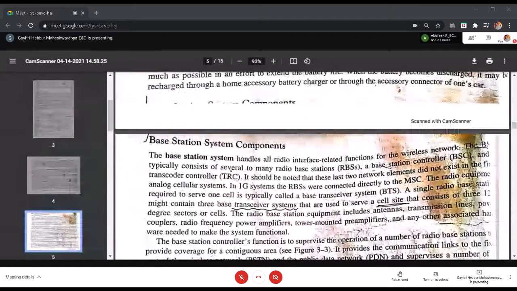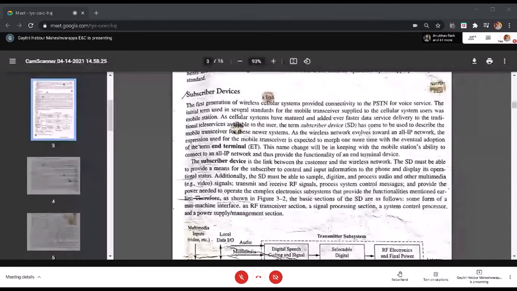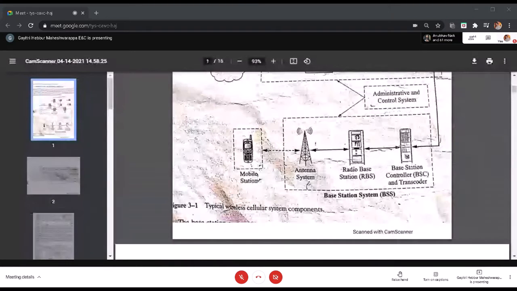What will be there in the base station system components? As we have seen in the figure, the base station system components consist of an antenna. Then we have a radio base station. As I told you, we have two types of radio base station: one is CDMA, another one is TDMA. And the base station controller.